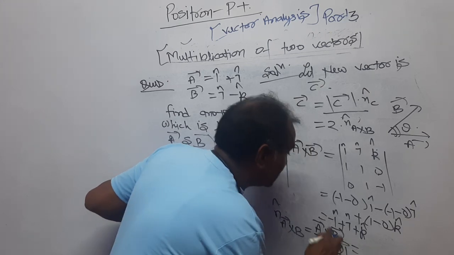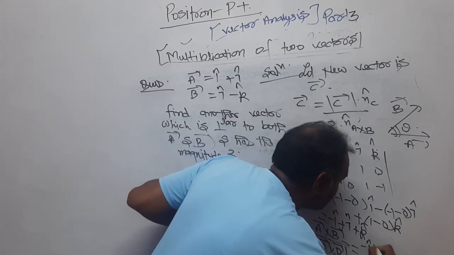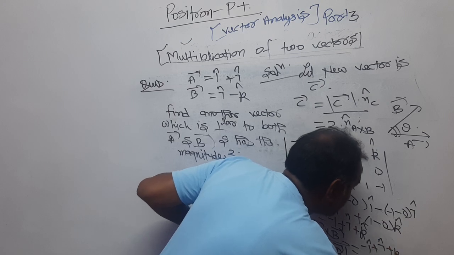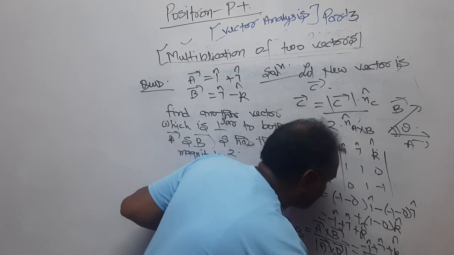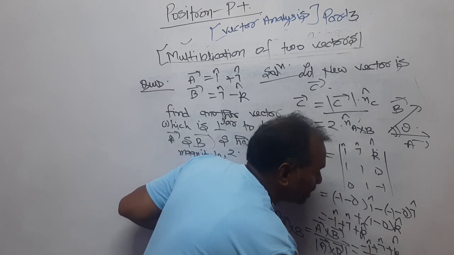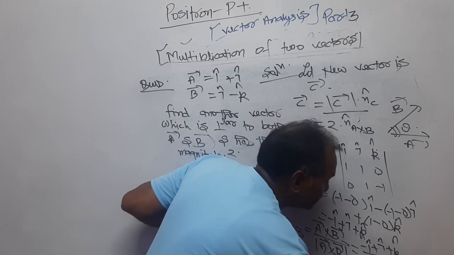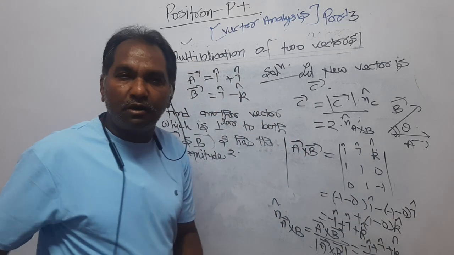Nothing else. A cross B is minus i cap plus j cap plus k cap, and its magnitude is the square root of minus 1 squared, 1 squared, plus 1 squared, which is square root 3.